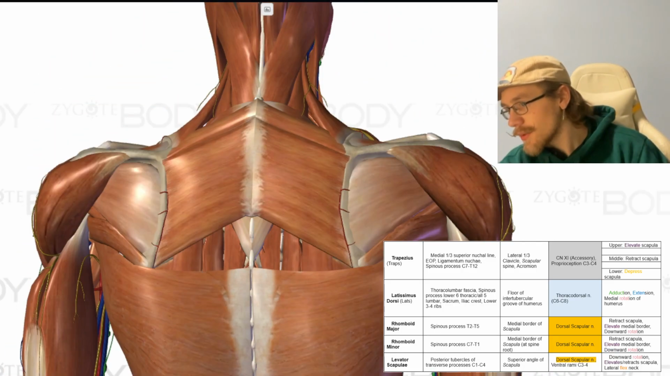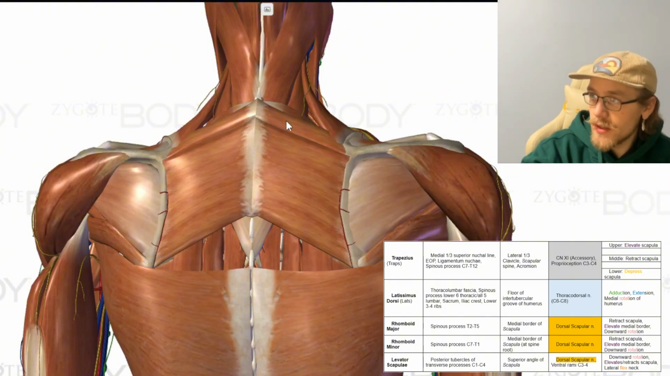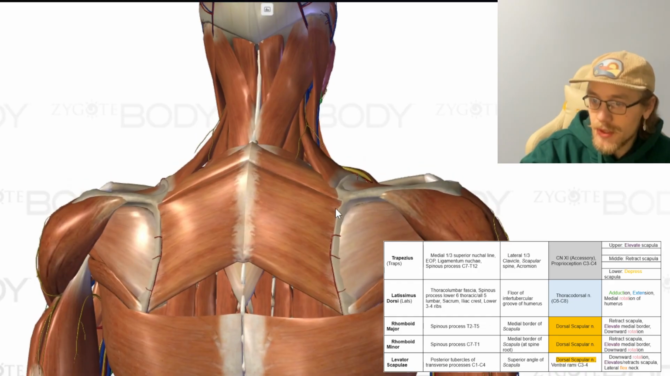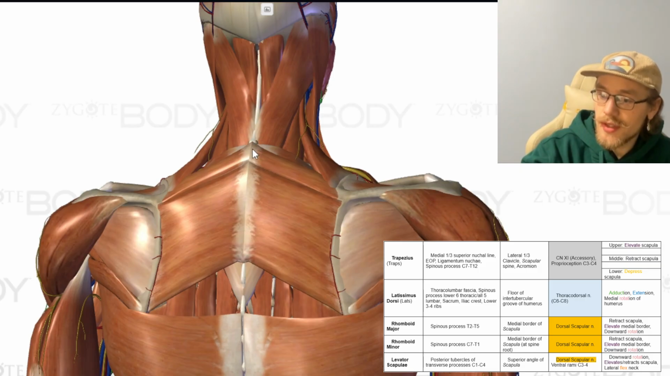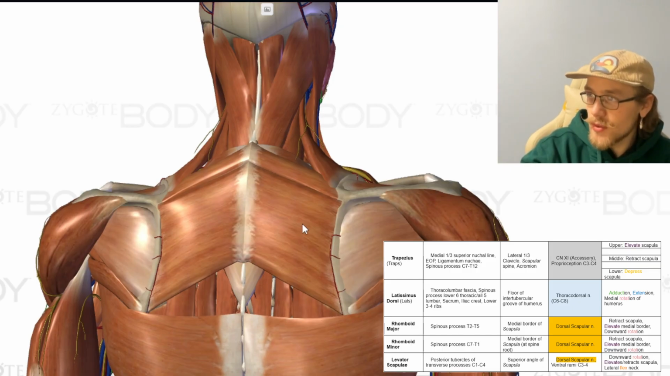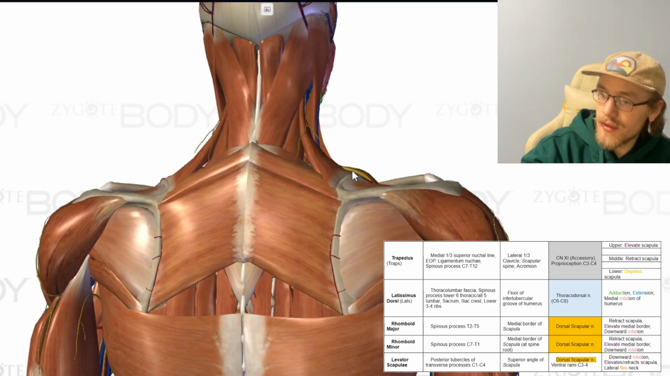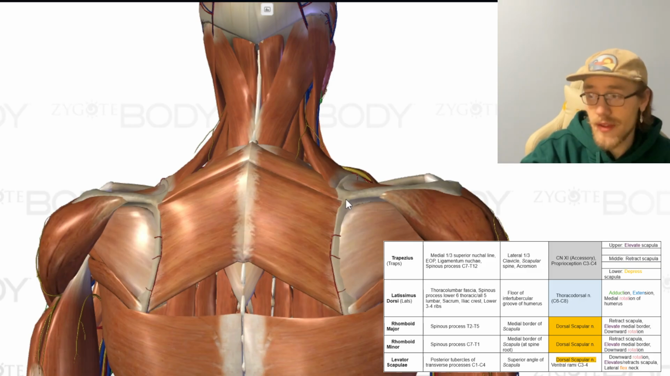Next, we have our rhomboid major and minor. Minor is this guy, major is this guy. They're going to be doing the same thing and have a lot of the similar stuff. Their origin is the spinous processes of T2 to T5 and C7 to T1. Then they insert into the medial border of the scapula right on top of one another. That's going to cause us to be able to retract, elevate, and downwardly rotate our scapula. Both of those are going to be supplied by the dorsal scapular nerve, which runs with this artery here. It just, for some reason, does not show up on this software, which is really annoying.